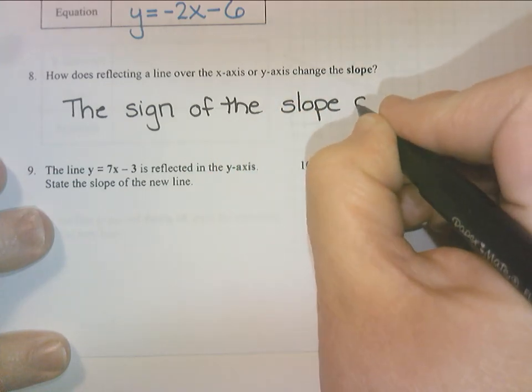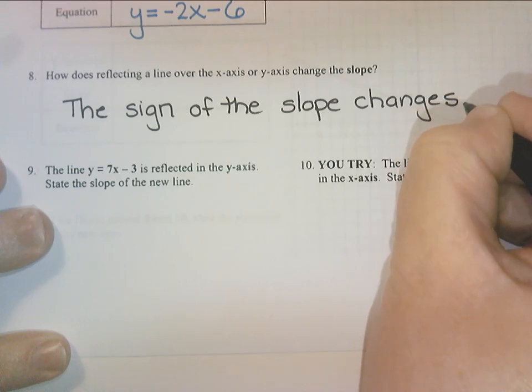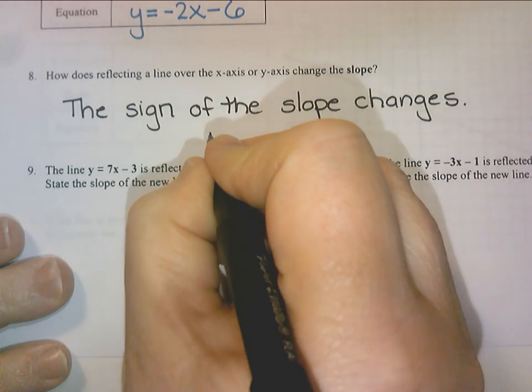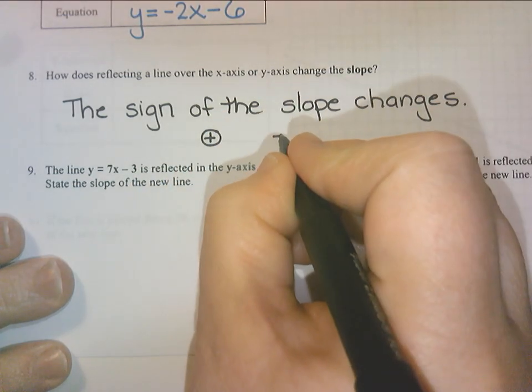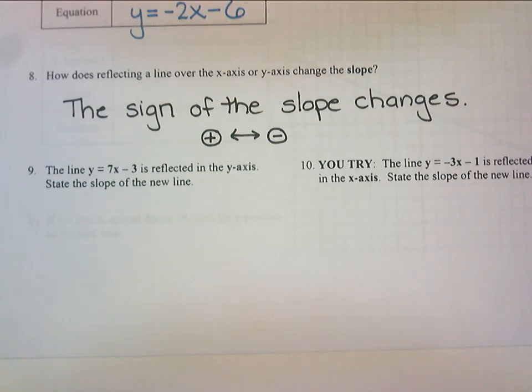So the sign of the slope changes. And then I'm just going to write positive, negative. It's basically just going to switch from one to the other.